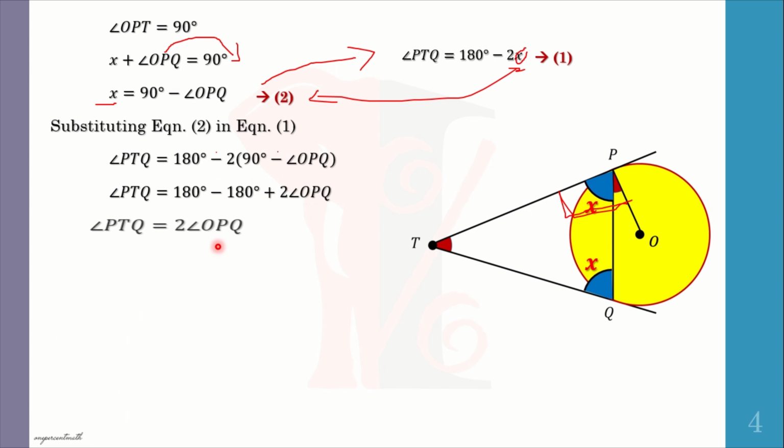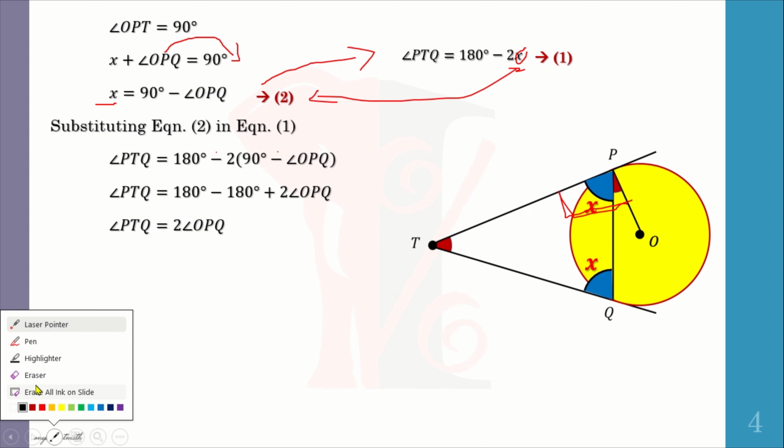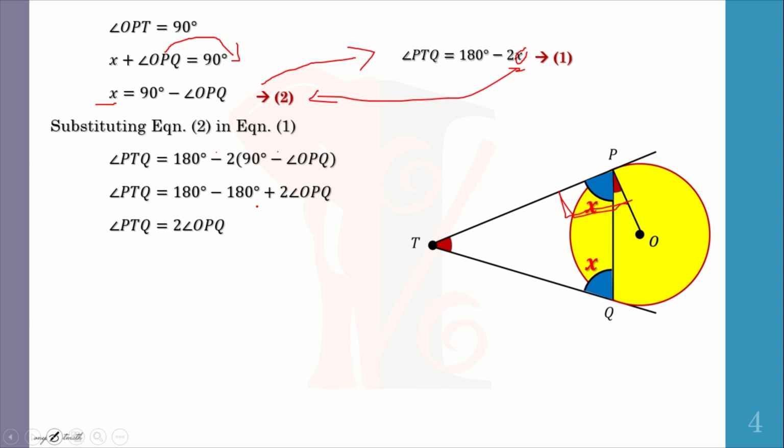Now it's very clear that 180 we can cancel, correct? How can we cancel? Because this is plus 180 and minus 180 becomes 0. So you can just show it as a cancellation. So what did we get? Angle PTQ is equal to 2 angle OPQ. So this is what we needed to prove. Hence this problem is done. Okay. Thank you.